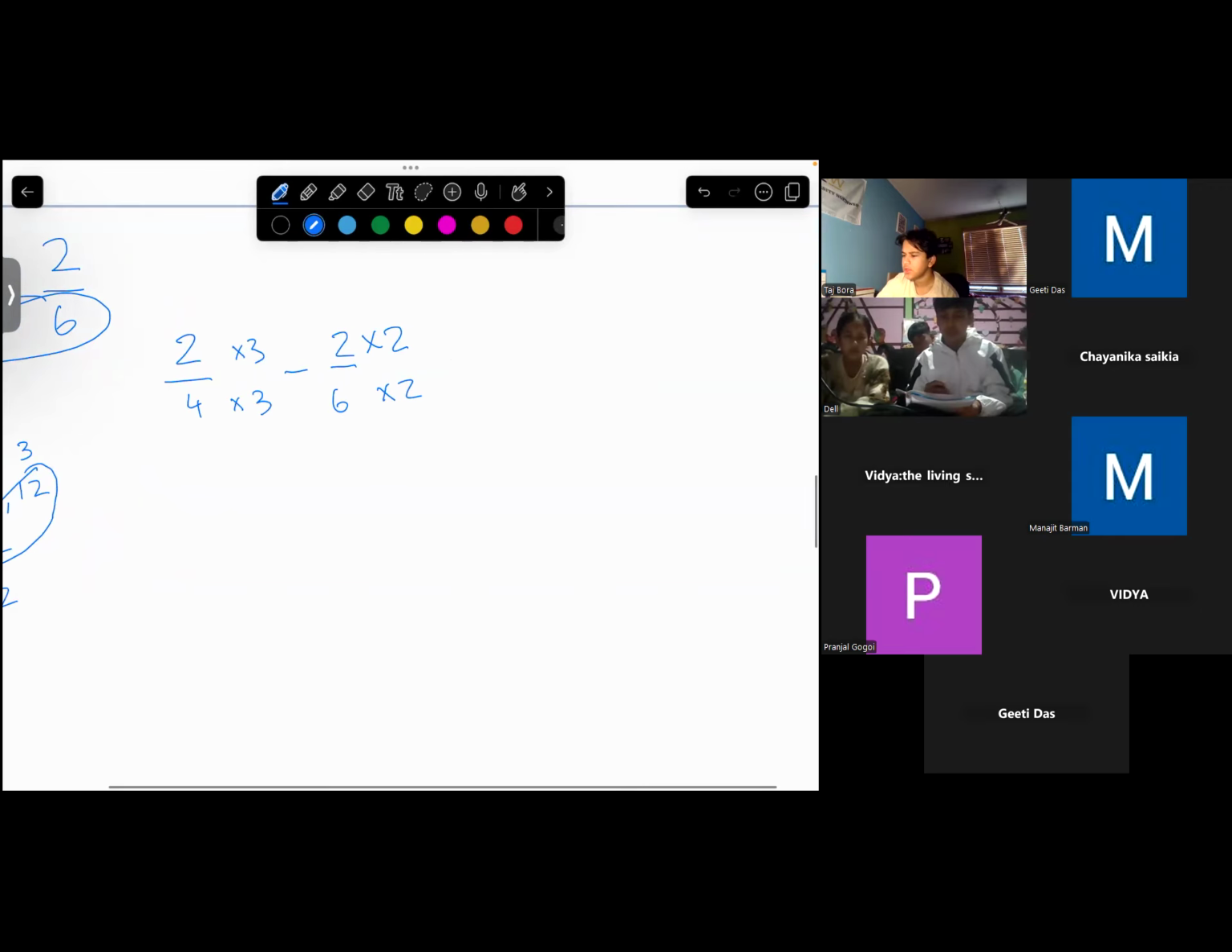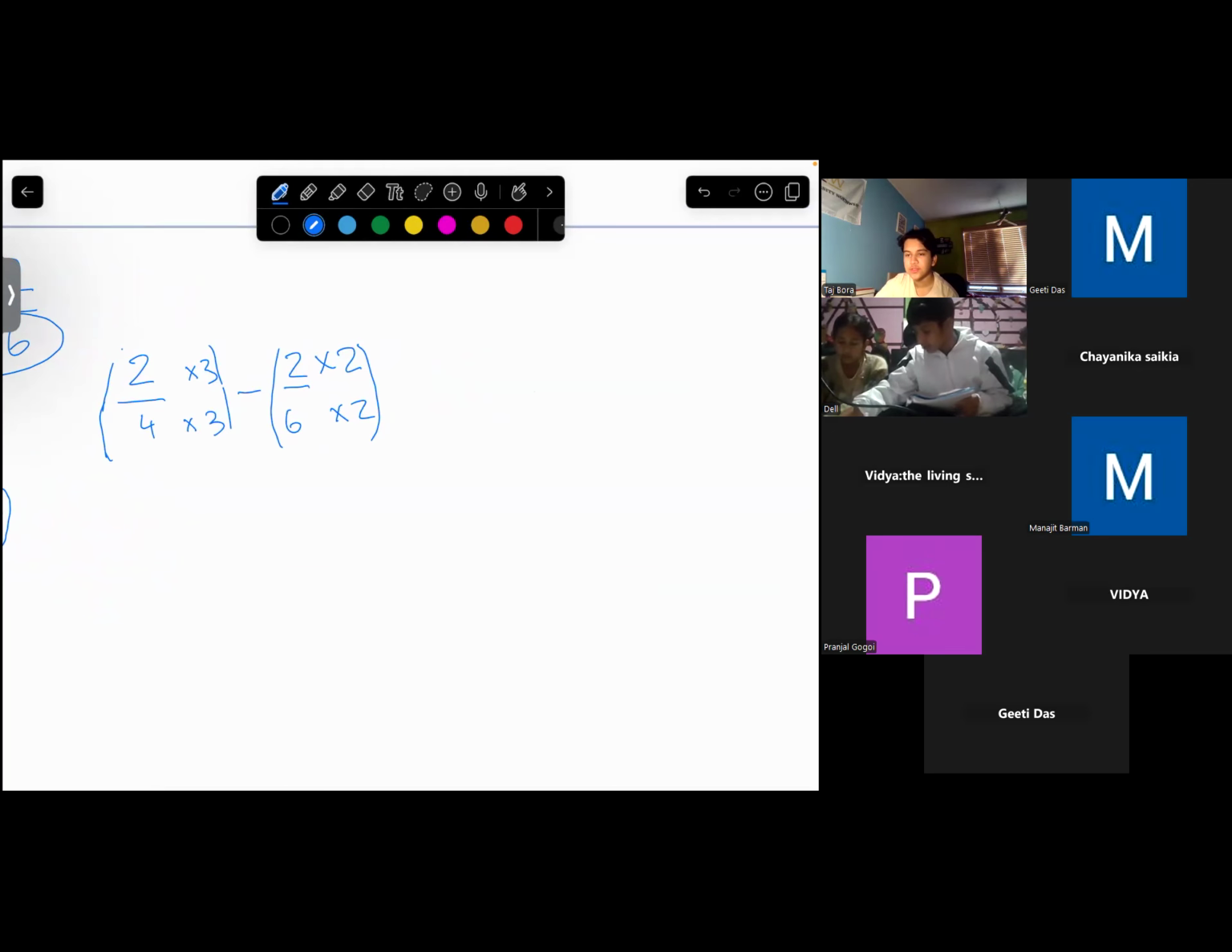Okay? So now, before we do subtraction, we want to do this part. So remember PEMDAS, or BODMAS, we want to do multiplication first. So 2 times 3 is 6. 4 times 3 is 12.